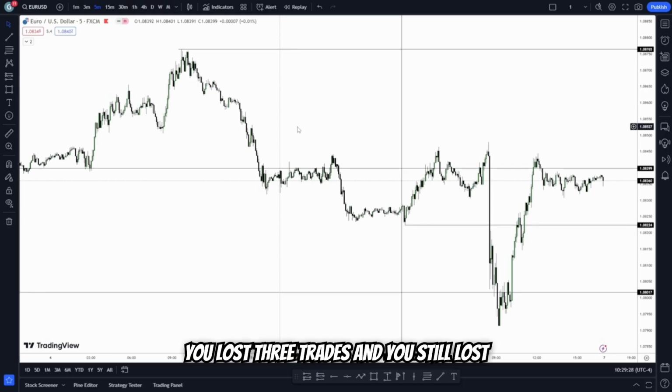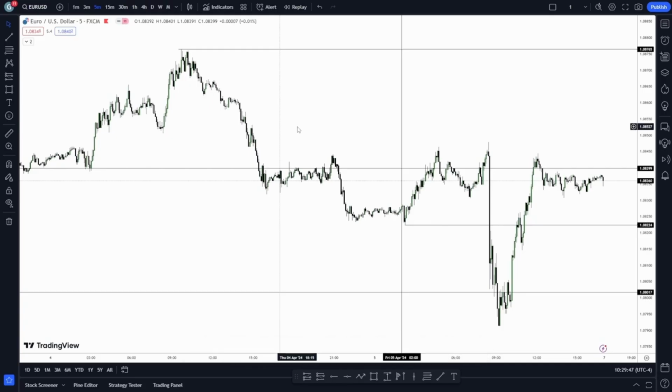You lost 3 trades, and you still lost only about $1750. But if you had risked 1% on every trade, then you would have lost like $3000. Okay, so that is money management.